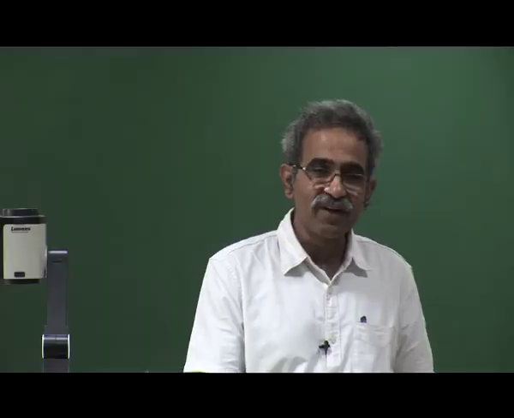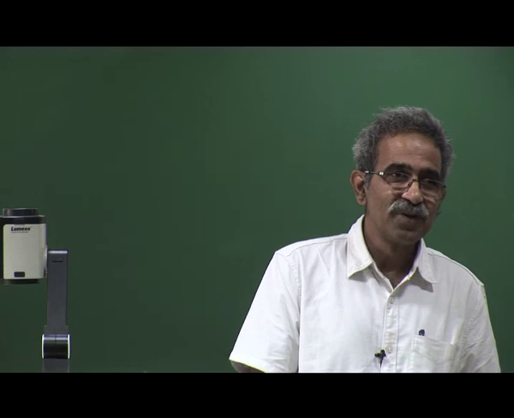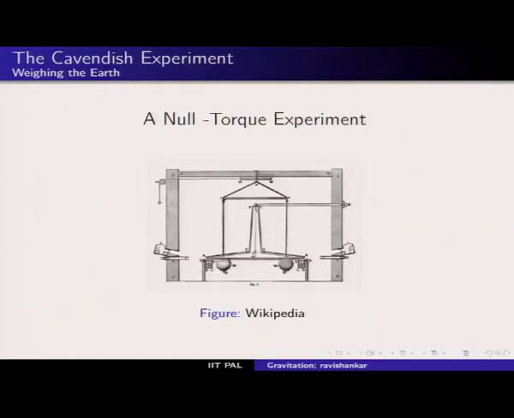A historical aside which is of interest at this point is that Cavendish did many, many experiments, but this experiment is called the Cavendish experiment, like we say Michelson-Morley experiment, because obviously this was the most celebrated. So when we say the Cavendish experiment, we always refer to the determination of capital G, the constant of gravitational force. So let us see what is it that Cavendish did. So the basic idea of Cavendish experiment is a null torque experiment.